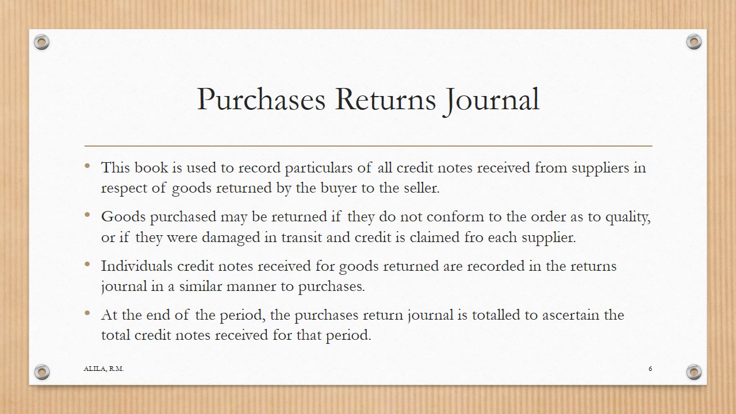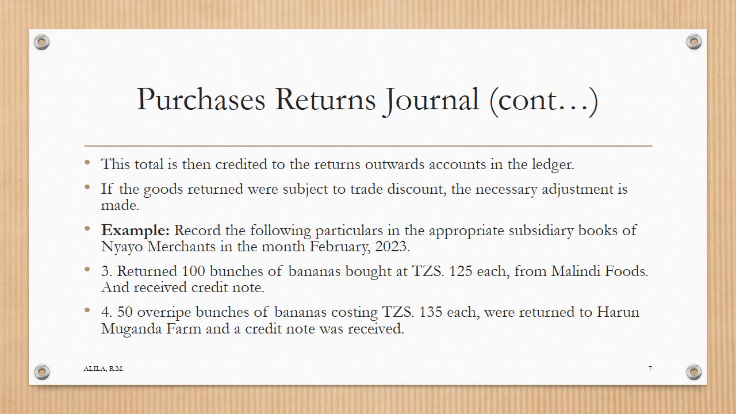Individual credit notes received for goods returned are recorded in the return journal in a similar manner to purchases. At the end of the period, the Purchases Return Journal is totaled to ascertain the total credit notes received. This total is then credited to the Returns Outward account in the ledger. If the goods returned were subject to trade discount, the necessary adjustment is made.